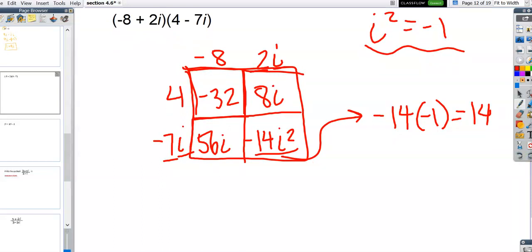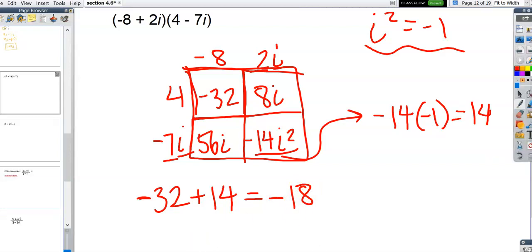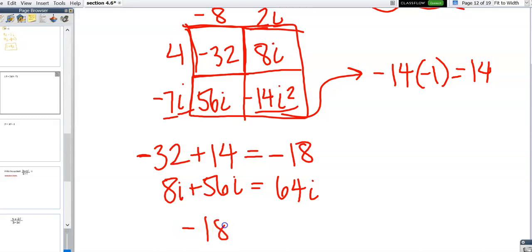So now we can combine the rational numbers. Negative 32 plus 14 to get negative 18. And then 8i plus 56i, we should be getting 64i. And then negative 18 is rational, 64i is imaginary. So all we can do is write negative 18 plus 64i.